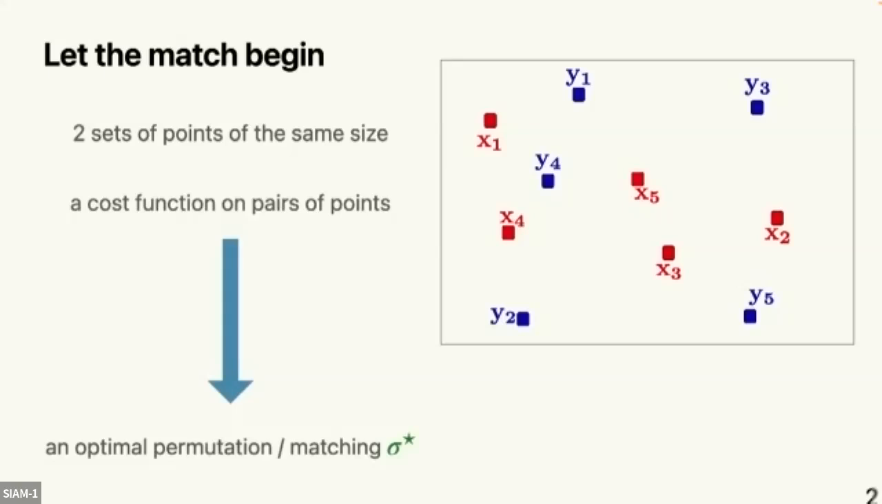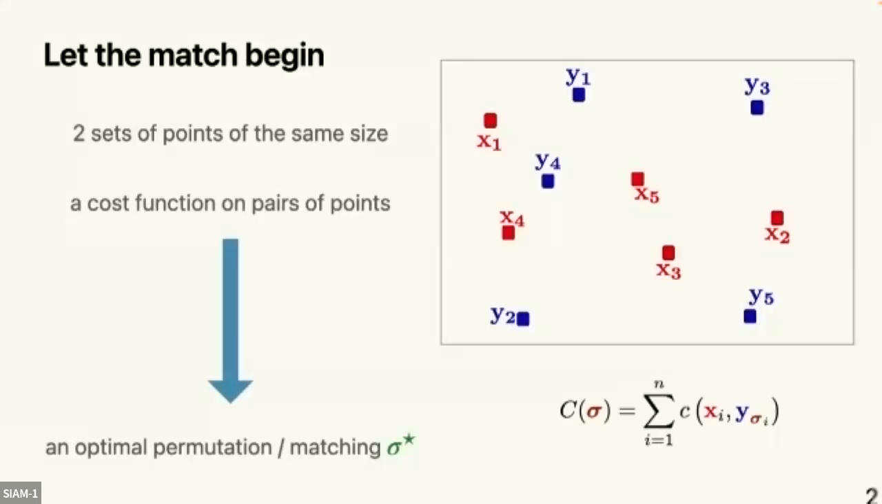So how can I think about such matches? Well, typically you would use a cost function that would tell you what would be the cost of matching one red point with another blue point. And from that knowledge, those two things, the sets of points and the cost function, you try to compute an optimal permutation or matching. So how does this work?